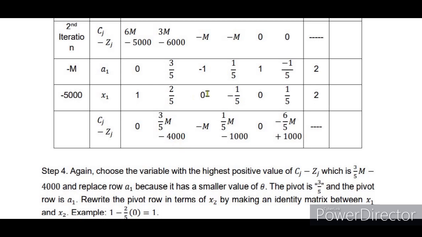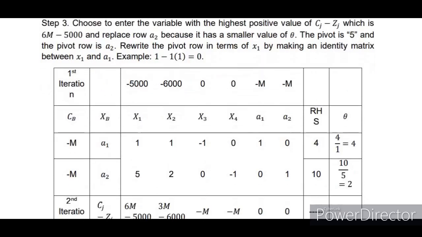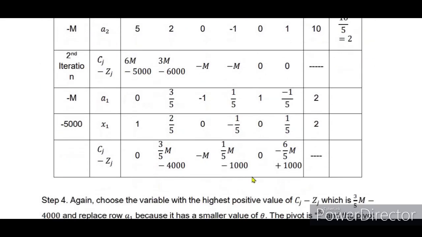Okay, next column, negative m times negative 1 is equal to positive m. Negative 5,000 times 0 is 0. So positive m plus 0 is positive m. Now, the value corresponding to that column is 0. So 0 minus positive m is equal to negative m. That's why it is negative m here. Okay, so next, negative m multiplied by 1/5 is negative 1/5 m.